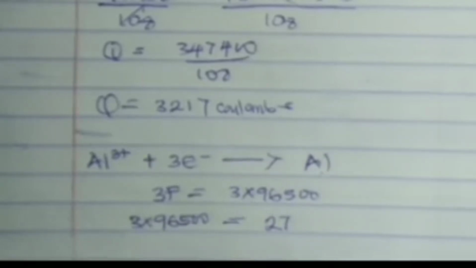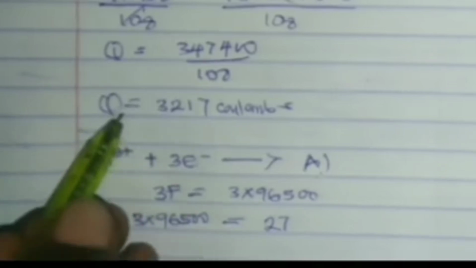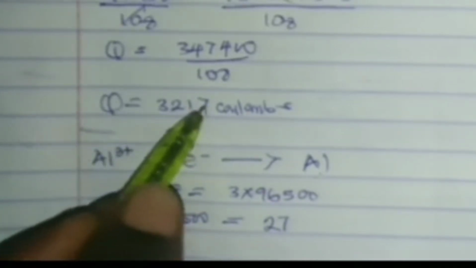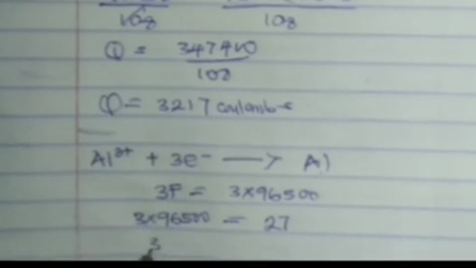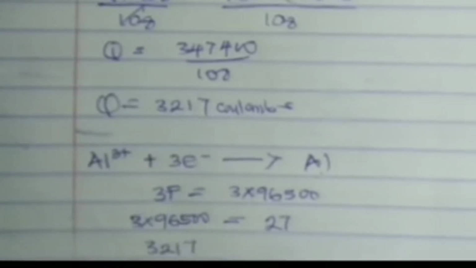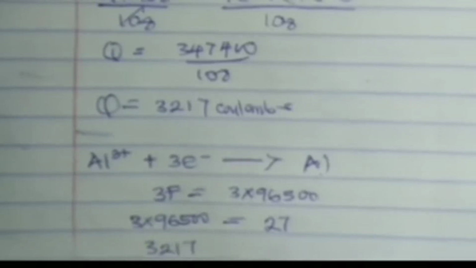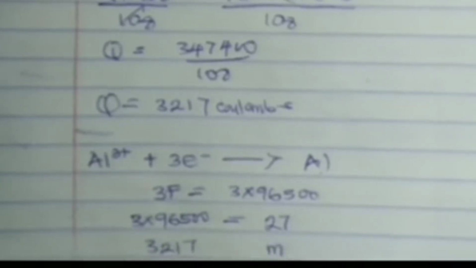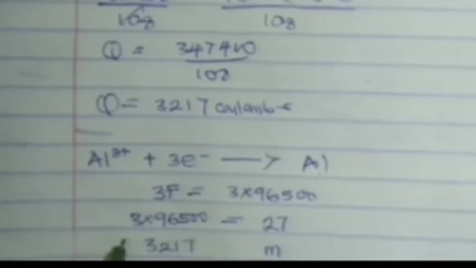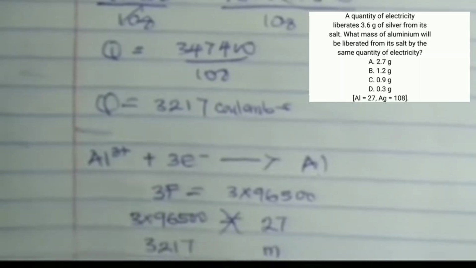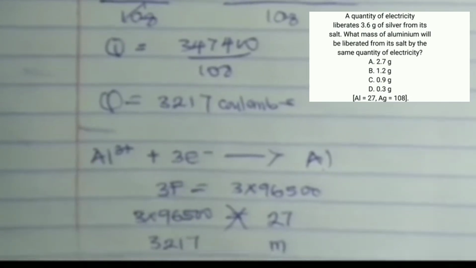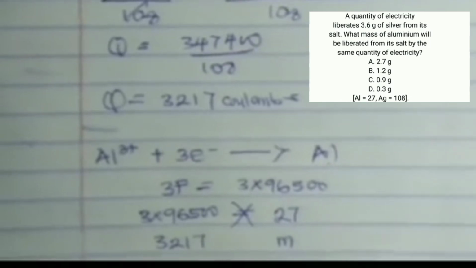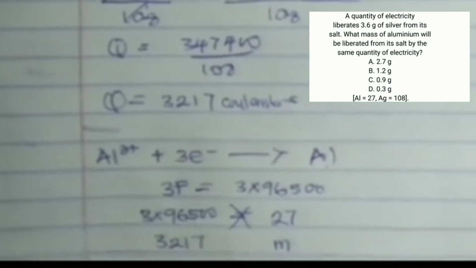Okay, so we are told that the quantity of electricity that liberated 3.6 grams of silver was also responsible for liberating a particular mass of aluminum that we don't know. And that quantity of electricity is 3,217 coulombs. So we'll have it here, 3,217 coulombs. It was responsible for liberating a particular mass of aluminium, but we don't know that mass, so we'll just put M, right? Then, like I've told you before, imagine a division line here, so you just cross multiply. You have M times 3 times 96,500 coulombs equals 3,217 times 27 all over 3 times 96,500.